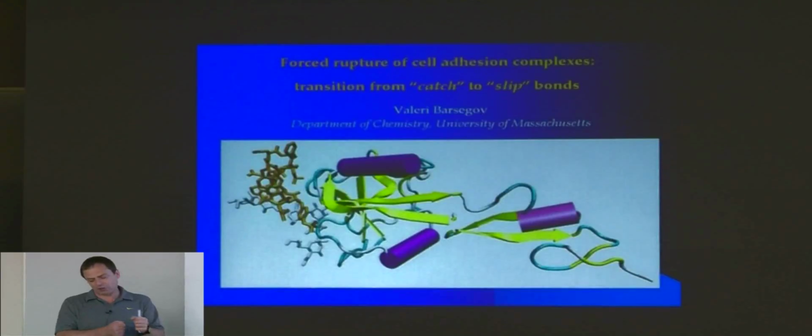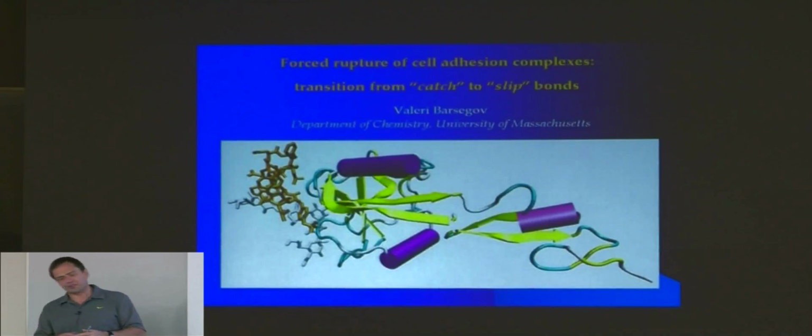Typically, when a force, a mechanical perturbation, is applied, the bond becomes weaker, and then it breaks. Strangely enough, in the case of adhesion complexes between a certain group of proteins, when the force is applied, the bond initially becomes stronger, and only after it passes through some threshold does it become weaker, as we expected, and then it breaks. So this strange behavior has been termed catch-slip behavior.